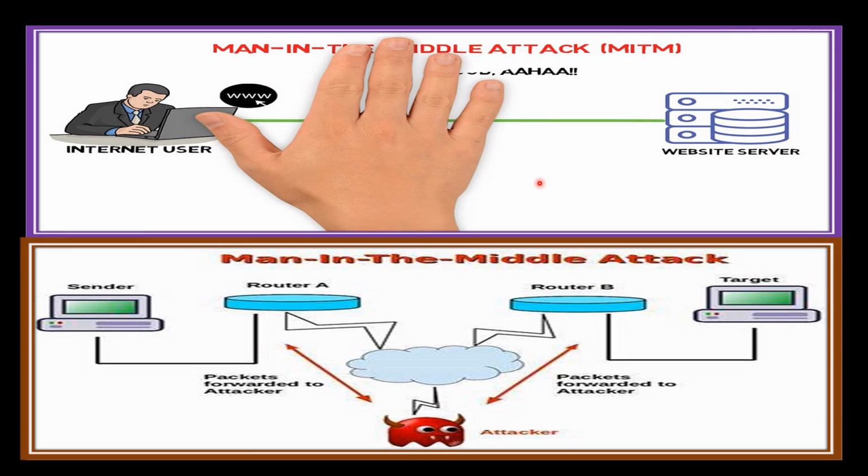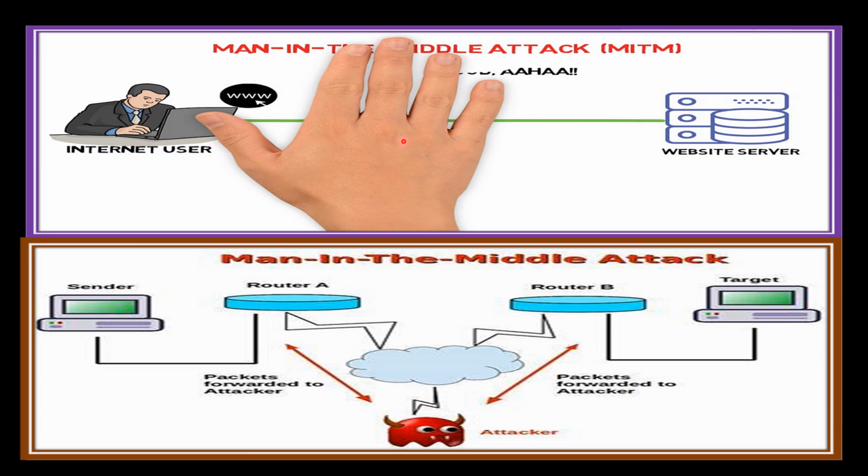Then comes a man in the middle attack. Now this man in the middle attack is a cyber attack that intercepts communication between two parties by inserting itself in the communication path. So the attacker can then eavesdrop on the conversation, steal sensitive information, or modify the content of the communication. So imagine you are an Instagram user who frequently logs into your account from your smartphone to check your feed, messages, and notifications.